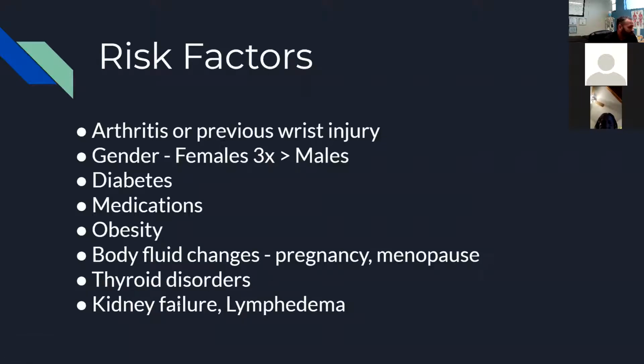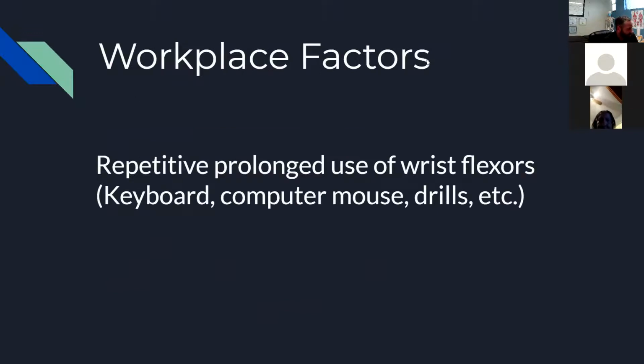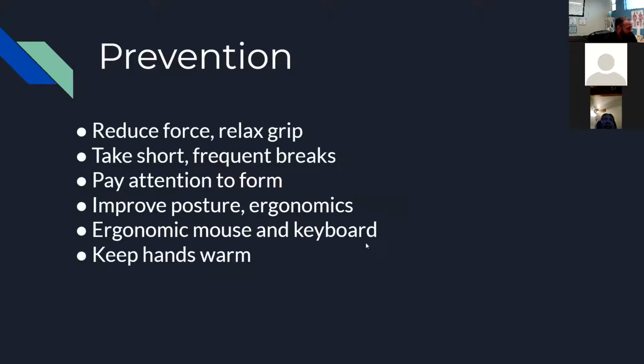Thyroid disorders, and then anything to do with fluid retention, such as kidney failure or lymphedema, again, can cause excessive fluid in that area, leading to compression of that median nerve. Okay. Workplace factors, things such as repetitive prolonged use of wrist flexors. So those who are working on a keyboard, your computer mouse, if it's not ergonomically perfect for you, it could cause issues. Those who are using drills constantly throughout the day, anything that's causing your wrist to flex or your fingers to flex can lead to this.